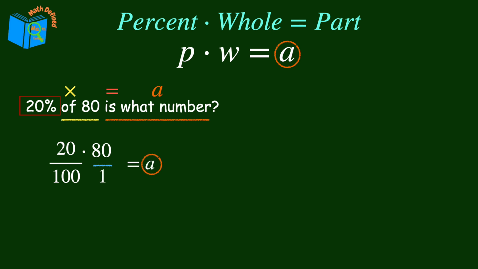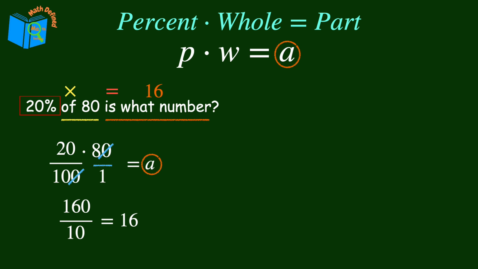To solve for a, simplify first. Cross out a 0 from both the 100 and the 80, leaving 20 over 10 times 8 equals a. Multiplying it out, 20 times 8 is 160, and 10 times 1 is 10. So we get 160 over 10, which simplifies to 16. So 20% of 80 is 16.